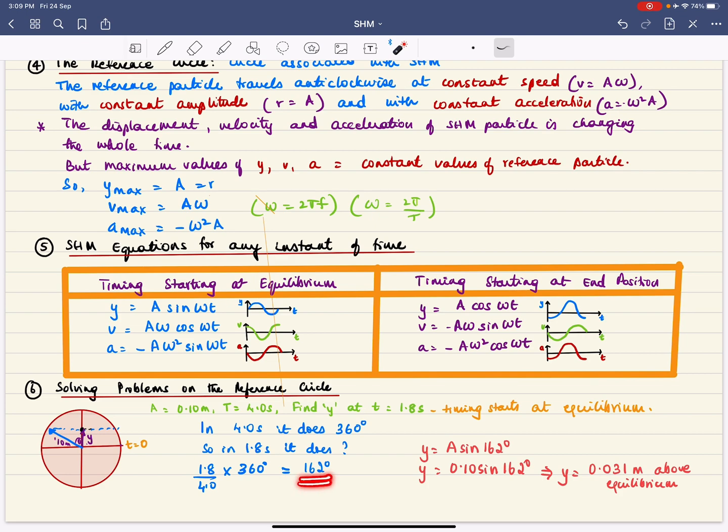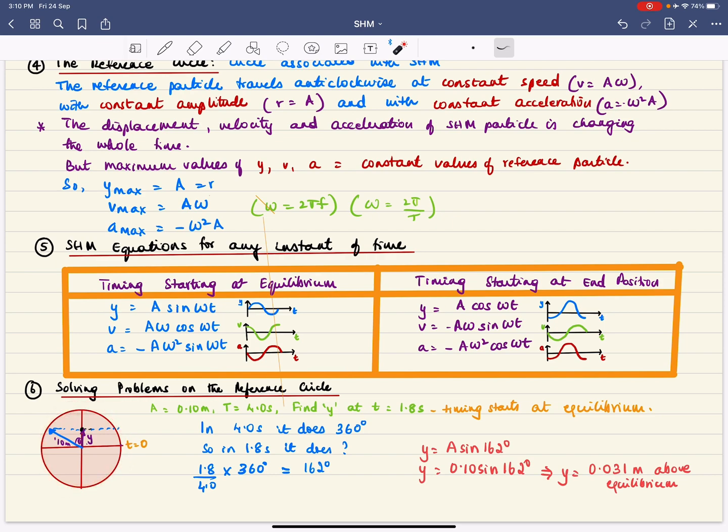Once I found my theta, I just used this equation, but instead of omega t, I've used theta. So y equals A sine theta. That's my amplitude, 0.10, sine 162 degrees. Again, calculator in degree mode because this is in degrees. And I got this. Now, how did I know where to draw this diagram?